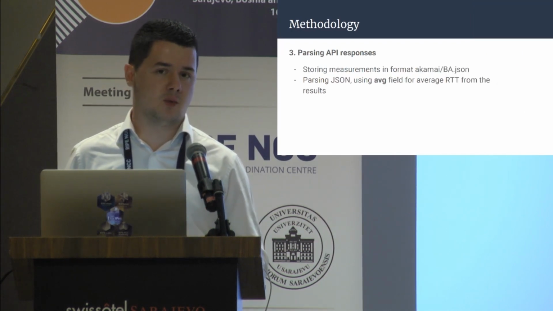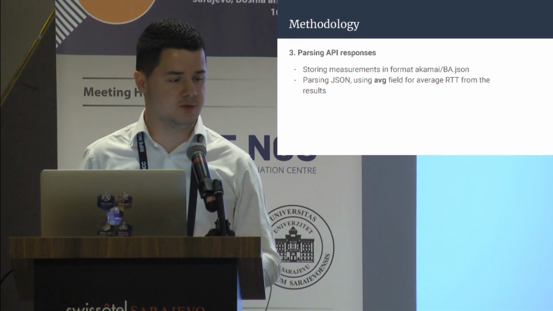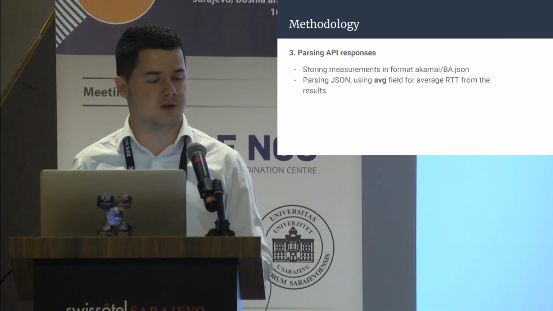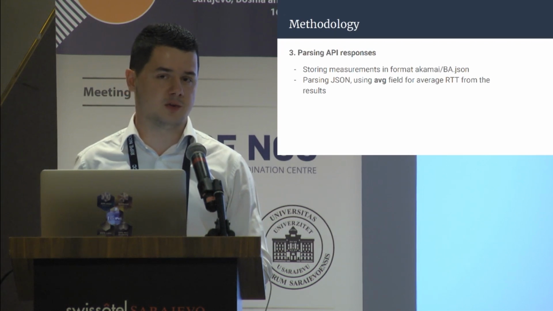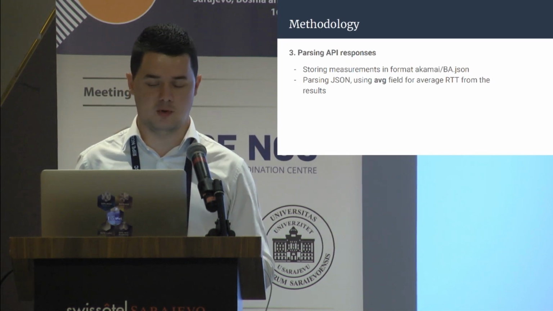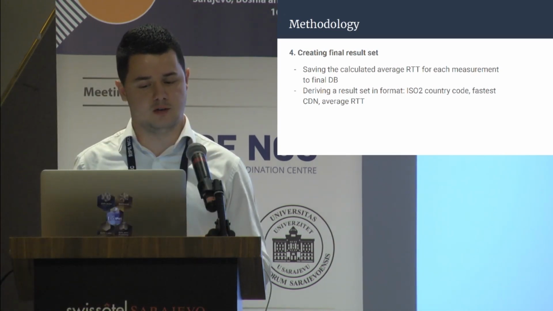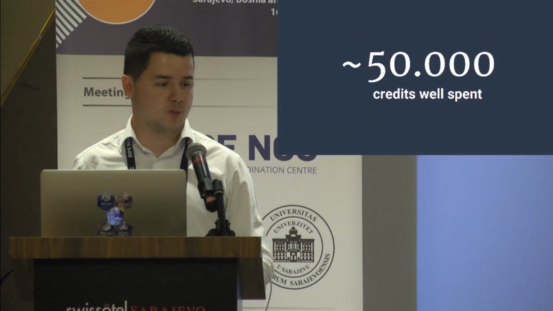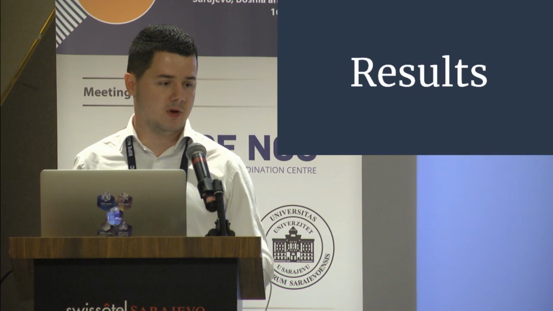I forgot to add one slide which contains the GitHub repository of all the results, but I can share this with you later. All the results are separated by directories of CDN, and then they contain different countries per file. After this was done, all the measurements were collected from the Atlas API and all the JSON responses were parsed, and then we had a combination of ISO2 country code, fastest CDN for the country, and average RTT. So we were just saving the final outcome of the result set to the final database. In the end, this consumed around 50,000 credits, and here are the results.